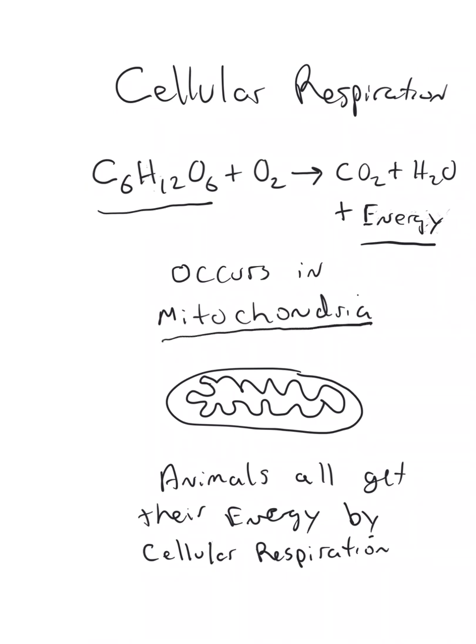So if you look at a mitochondria, it's a structure that's the shape of a bean. It has two membranes, an outside membrane and an inner membrane. And if you look, the inner membrane has all these curves and lobes in it. And that's to increase the surface area because there's a lot of chemical reactions that occur along this membrane. You find them in animals. So all animals get their energy from cell respiration.